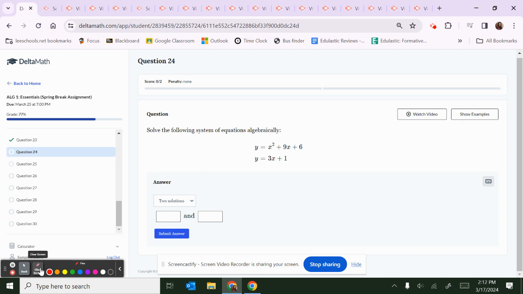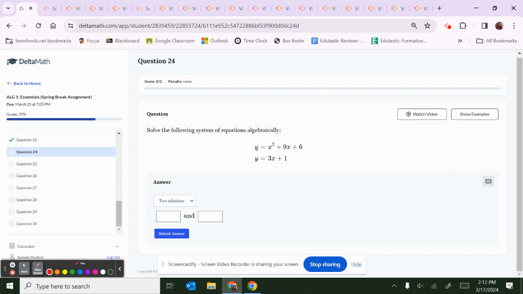All right, guys, here's some support on question number 24. It says solve the following system of equations algebraically. If you realize, this one says y is equal to something, and another equation also says y is equal to something. So because both of them say y is equal to something, technically this and this should be equal to each other, because they're the same y.